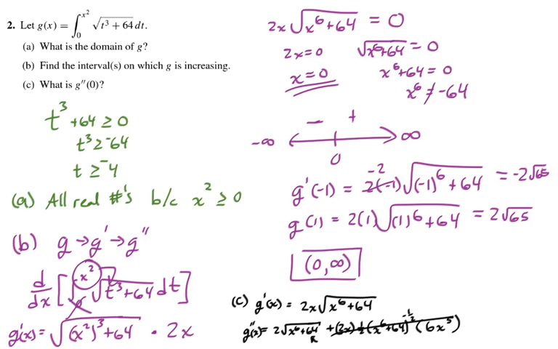So what do we get when we plug 0 into that part? We get 2 times the square root of 0 raised to the 6th power plus 64. So 0 raised to the 6th power is 0. So we have the square root of 64, which is 8. 8 times 2 equals 16. And that's what you get. That is g double prime of 0.